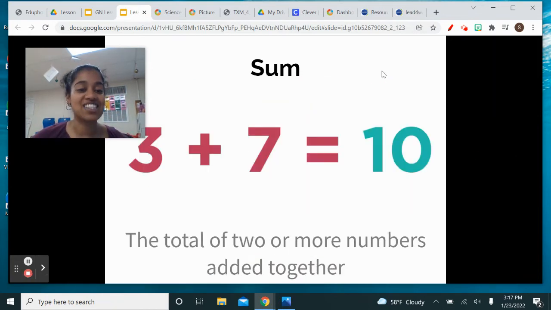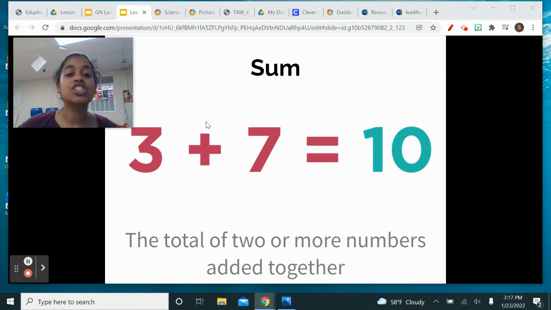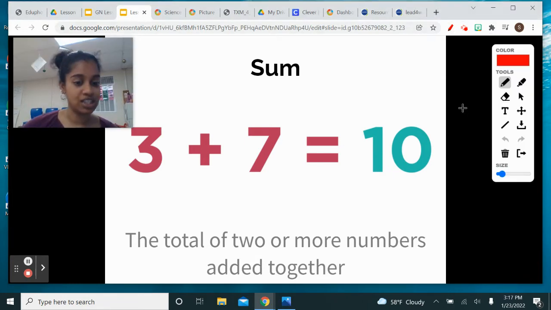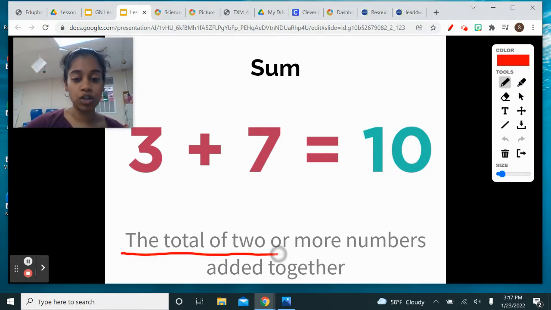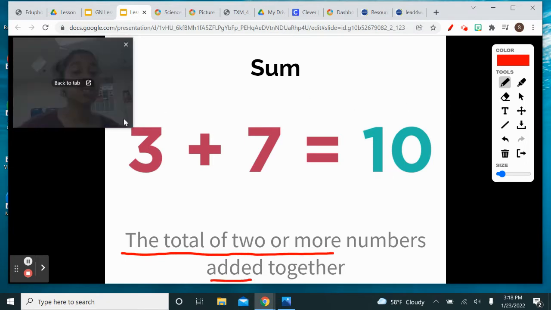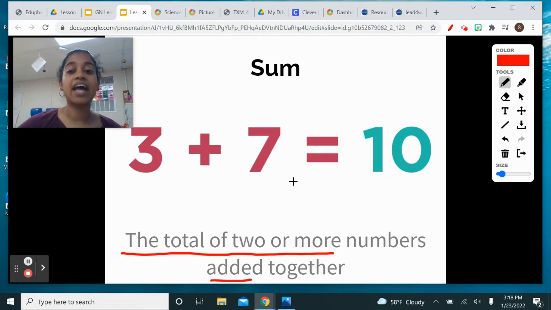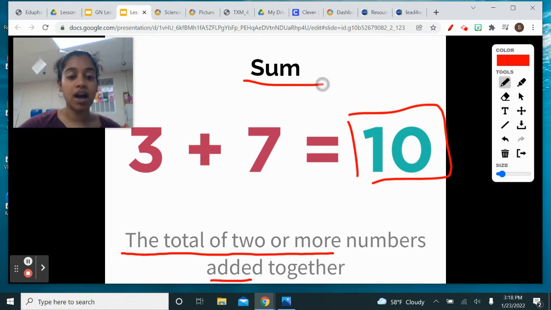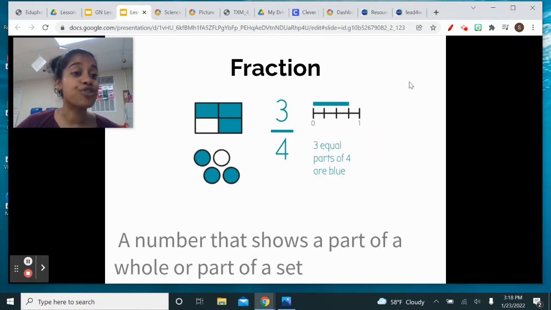Fantastic. All right, so now let's go into what is a sum. A sum has to do with addition, and it is the total of two or more numbers added together. In this case, we are adding 3 and 7, and our sum, our total, is 10. If we take 3 of something and then we take 7 of something, we put them together, we're going to get 10. That's our sum.